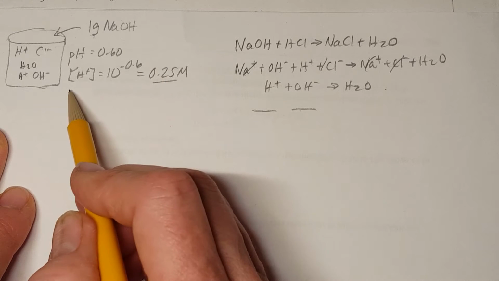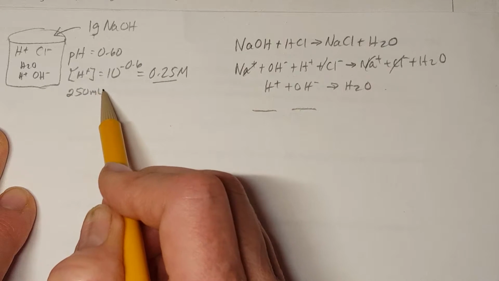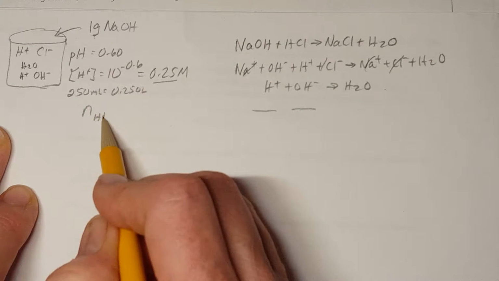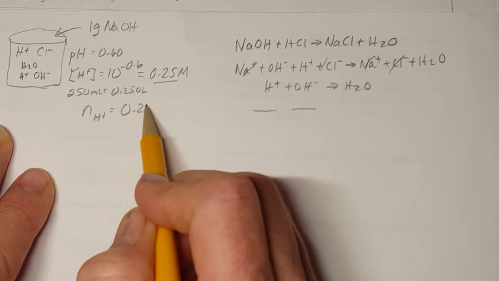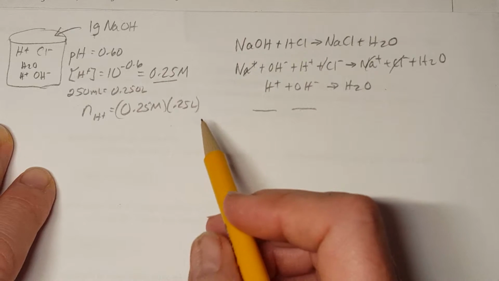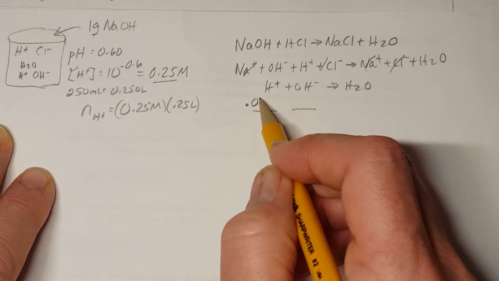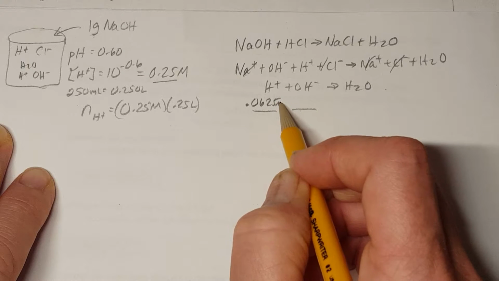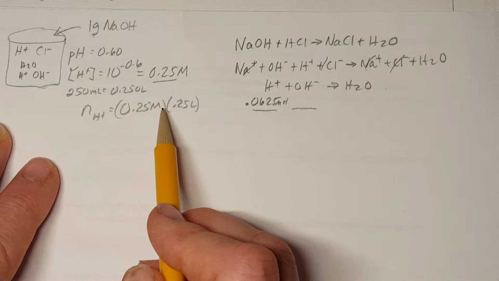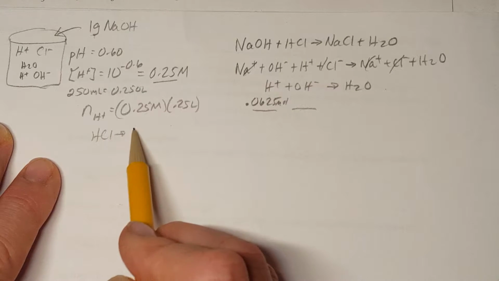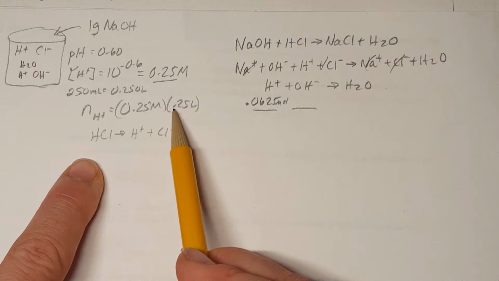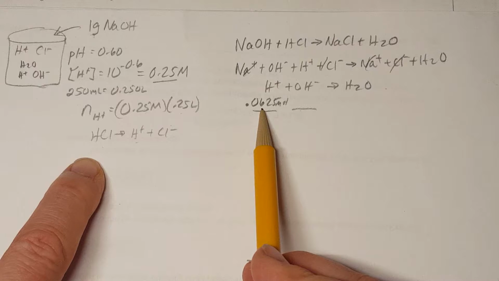We know we have 0.25 molar, and we know it's 250 milliliters, which is 0.250 liters. So the number of moles of H+ ions is going to equal 0.25 molar times 0.25 liters. And for that, we're going to get 0.0625. So there's 0.0625 moles of H+ ions. This is really the moles of HCl, but since HCl dissociates with 1-to-1 stoichiometry, the 0.0625 moles for HCl is equal to that for the H+.